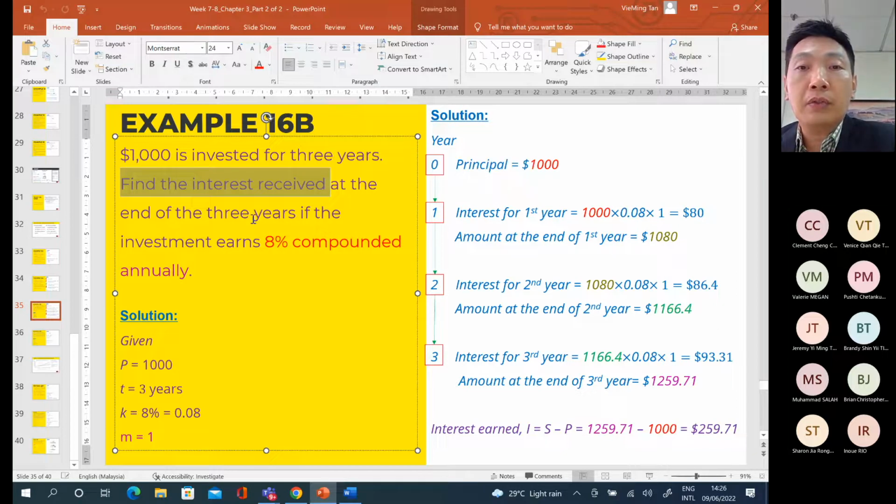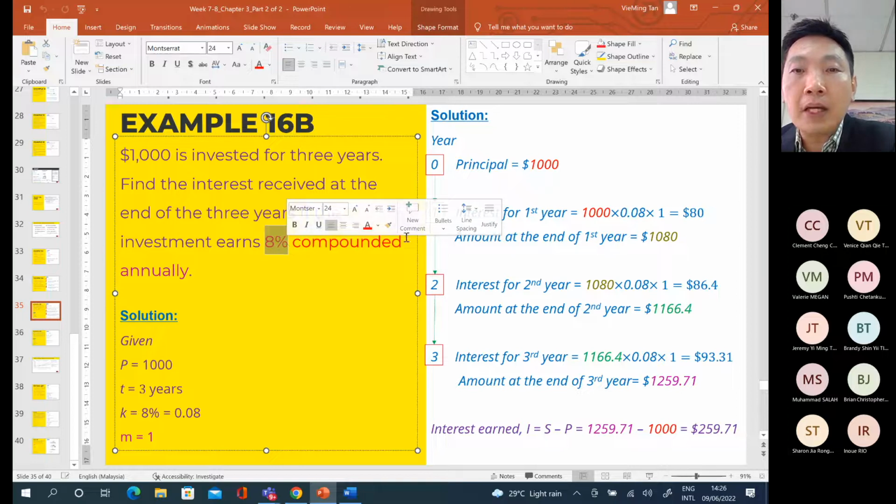At the end of 3 years, after 3 years, what is the I value? That means calculate how much interest is earned through those 3 years. If this 1,000 investment can earn 8% compounded annually, this is the interest rate, but it is compounded annually. So that means this interest rate is a compound interest rate.